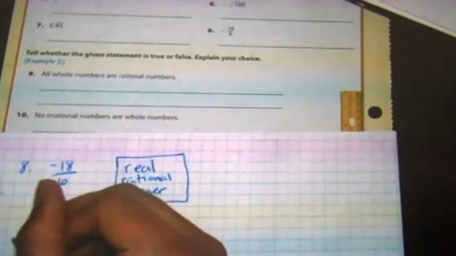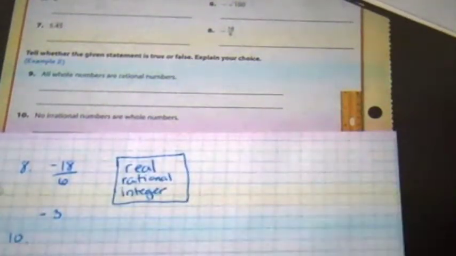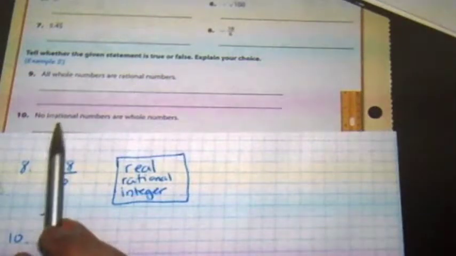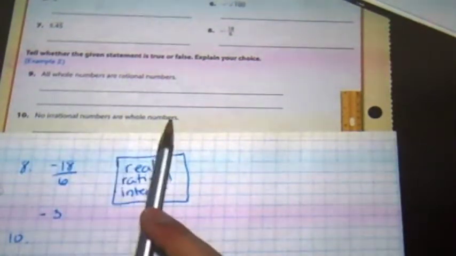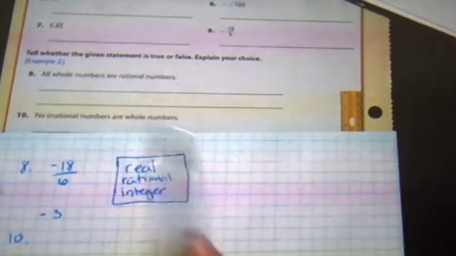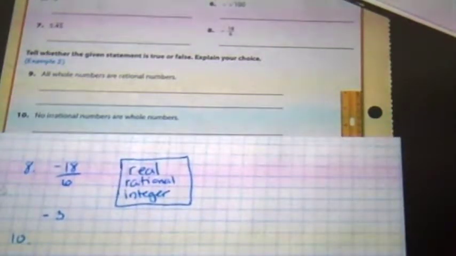My next question, number 10, I was going to show you guys number 10 also. Number 10 is asking us to tell if this is true or false: no irrational numbers are whole numbers. We need to think about that. We want to know if that's true or false.